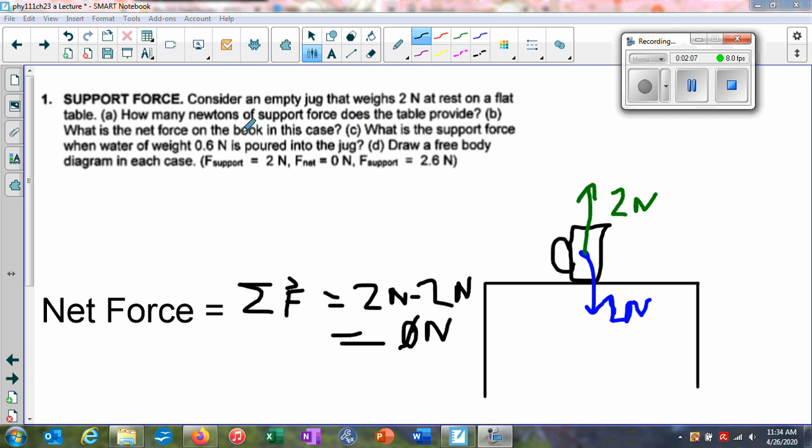So we answered those two. Just pretend that says jug. What is the support force when water of weight 0.6 newtons is poured into the jug? Well, 0.6 newtons of weight has been added to what is the downward force here. So 0.6 newtons of weight must be added to the upward force. So it's going to be 2.6 newtons. Draw a free body diagram in each case. We drew a free body diagram for the first case there. And you could draw another one for when the 0.6 newtons of water is added.